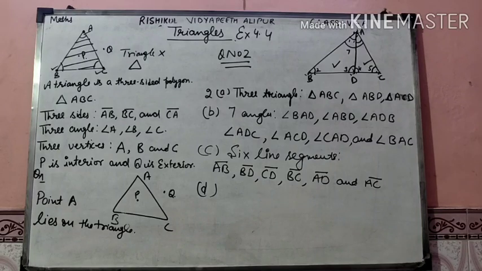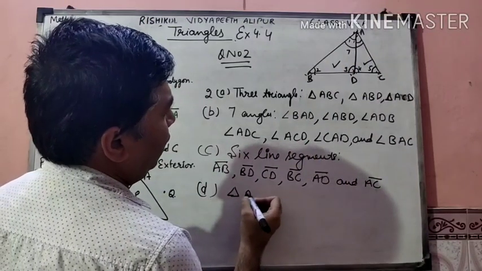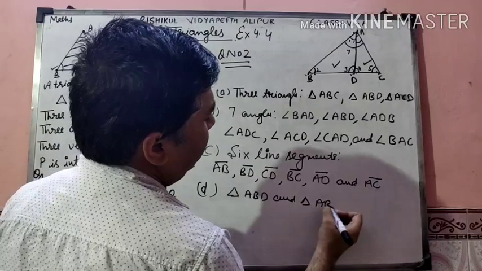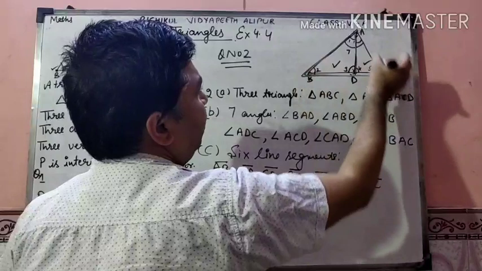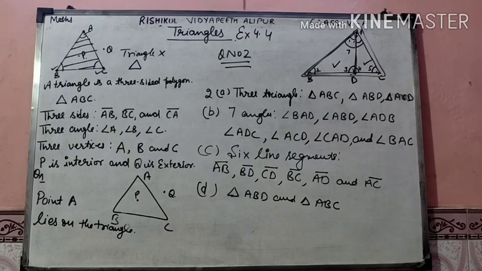Okay. The last one: which 2 triangles have B as common? B is common in triangle ABD and triangle ABC. Note it down, students. I am giving you a minute to note it down fast. Quick, students.